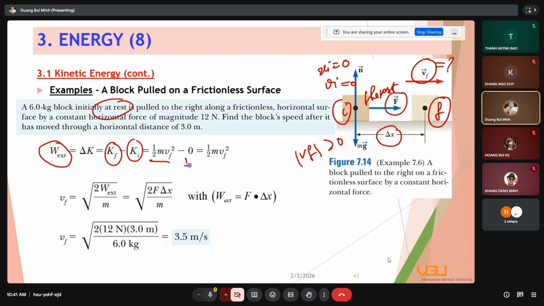Ki is what? Half m vi square, right? Vi square. But vi is 0, so this one is 0. You get half m vf square. Okay, yeah. So what is the external work?